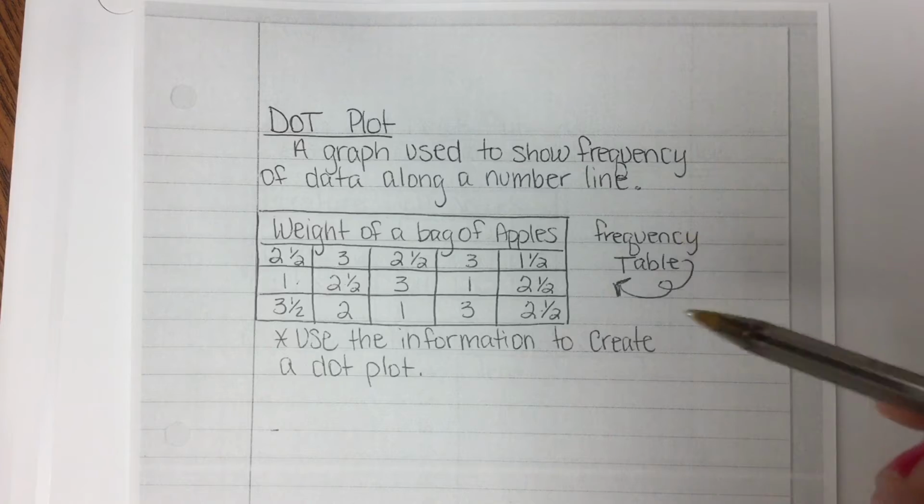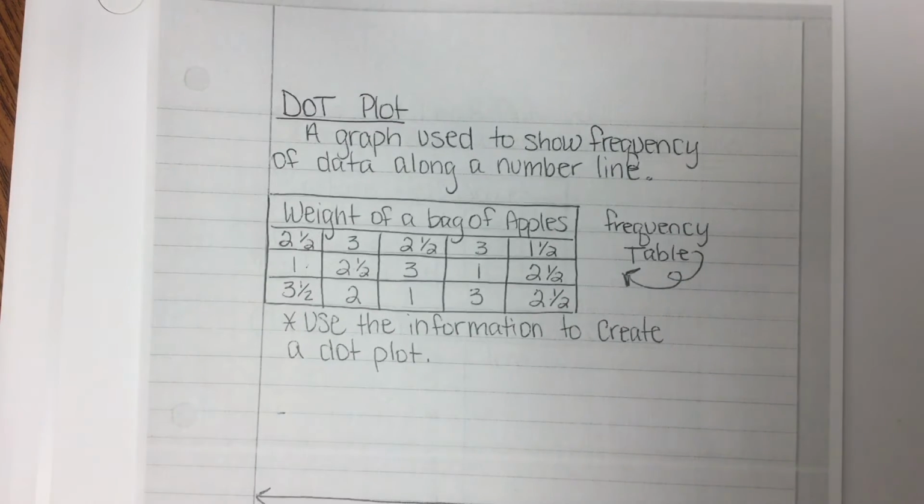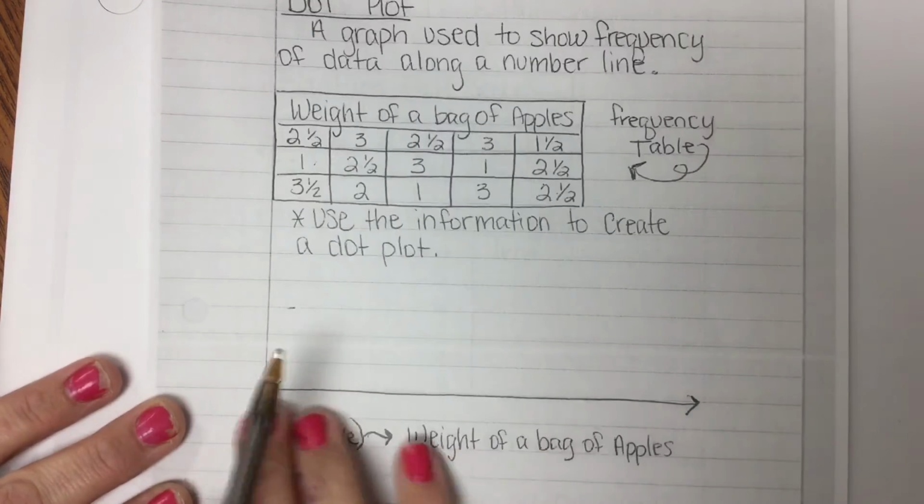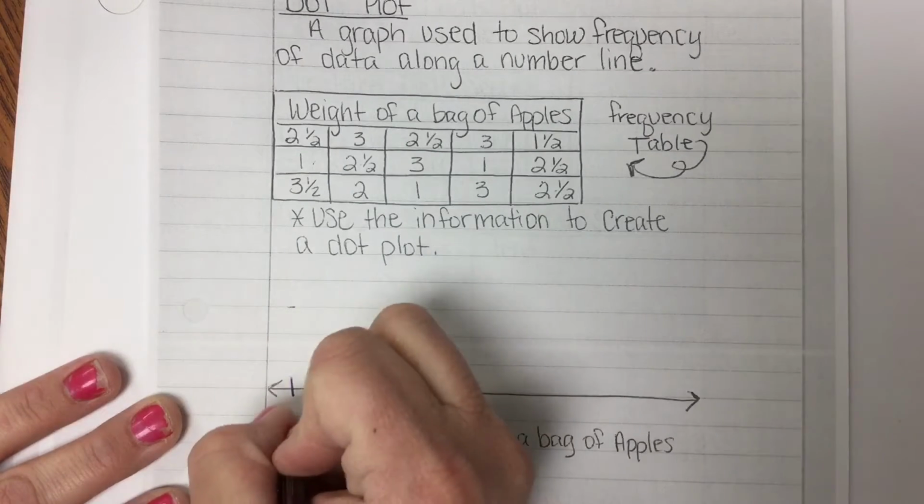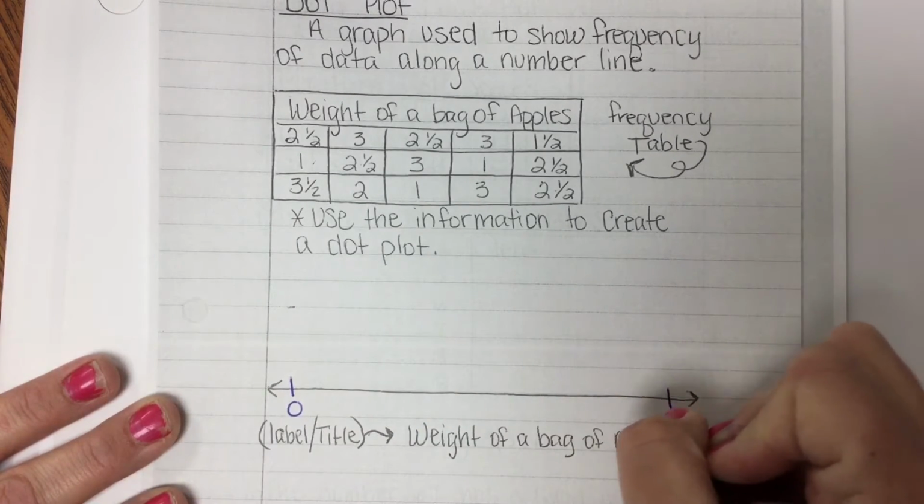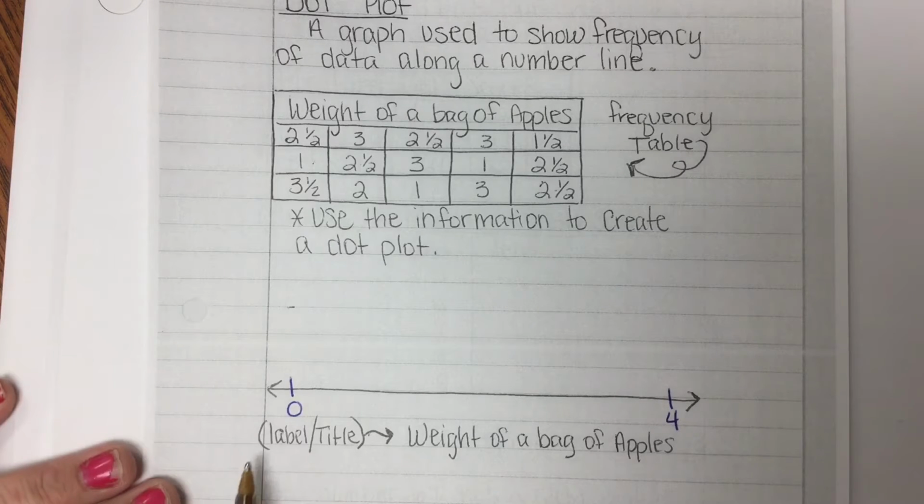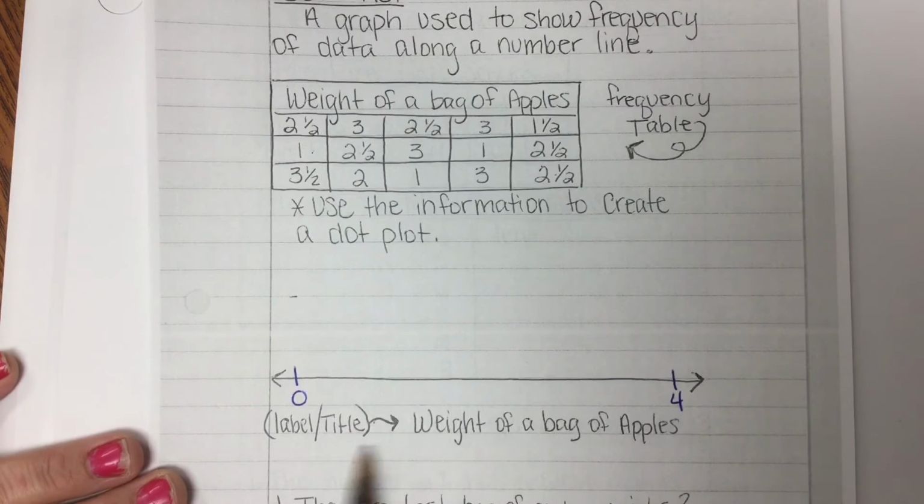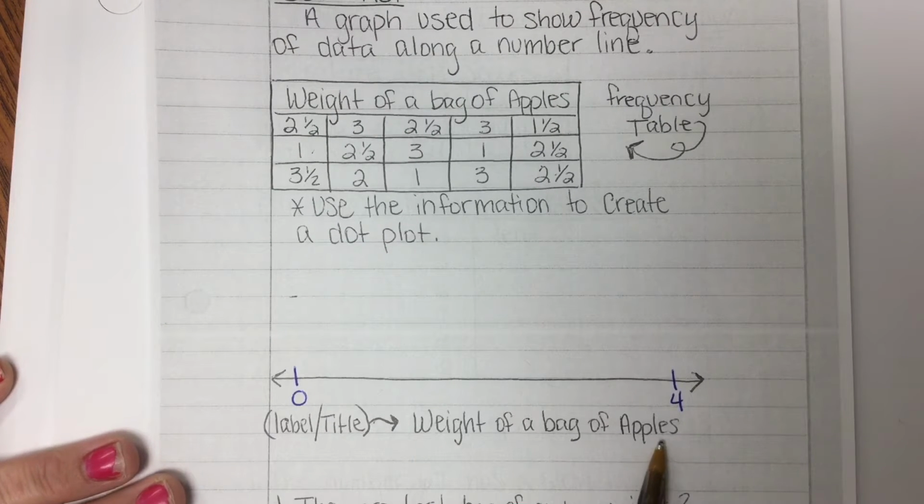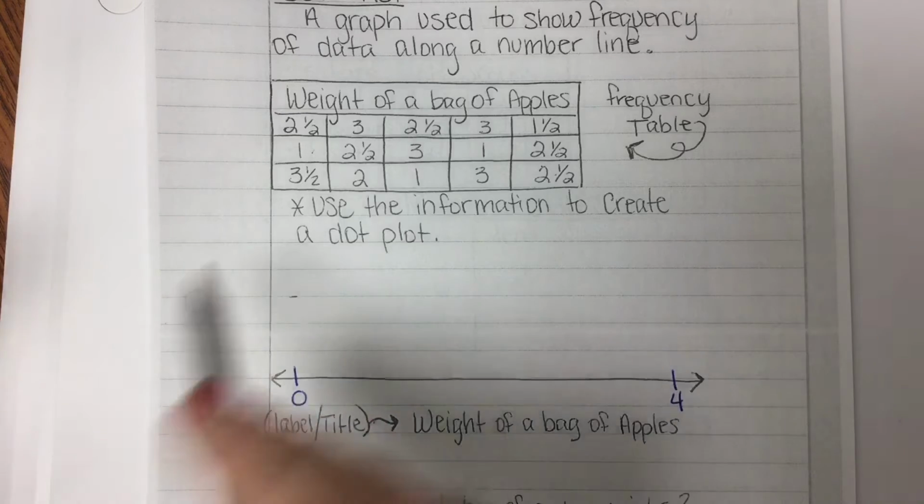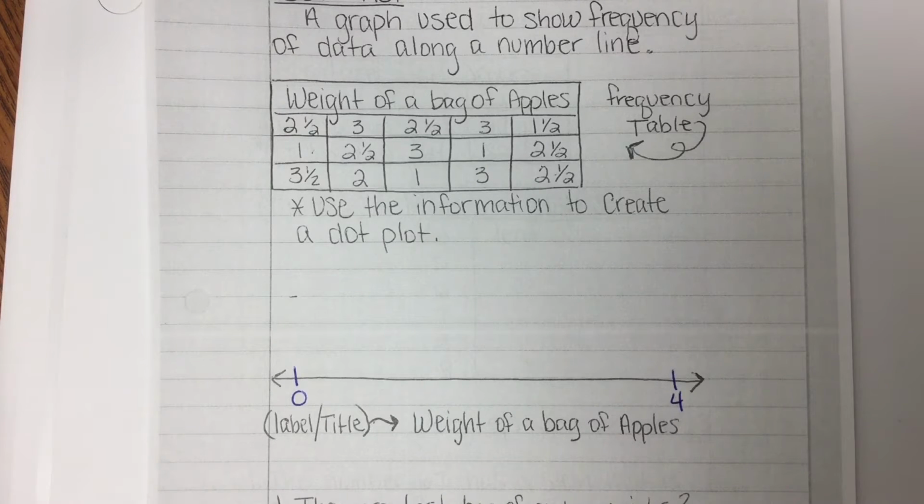So on your paper that you have, you're going to create a dot plot using this number line down here. So I'm going to start with 0. I'm going to go to 4. All right. So figure out where you're going to put your numbers. How are you going to space them out? What are you going to label them? Okay. The label or title of the dot plot is weight of bag of apples. You have to have that. So quickly fill in this information on your paper.